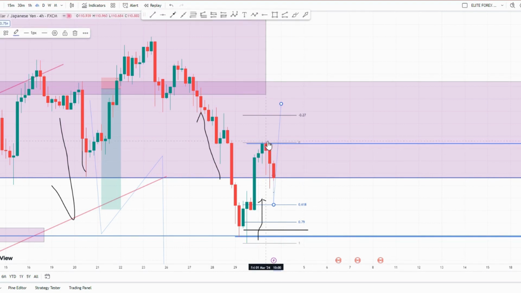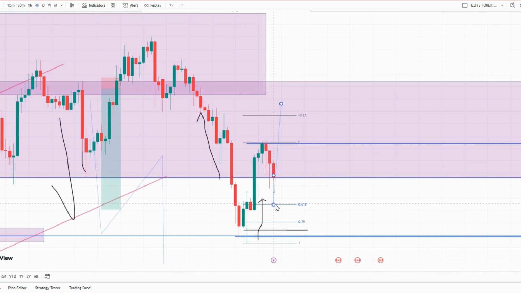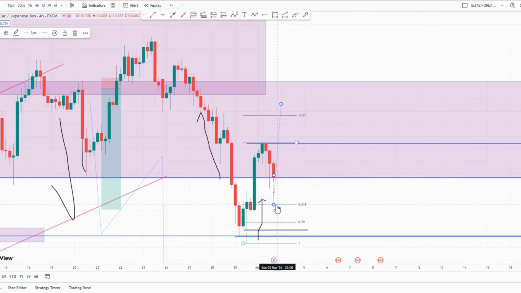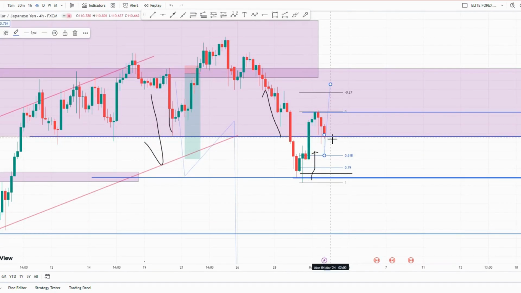From point 0, it started retracing, and there are several rejections. And I can tell you for free that the market will come down to retest this point, 0.618 again, or it may be halfway, like this point here, and then push back to 0.27 and above, and then finally move back to a sell. Yes, so you can watch out for this market.